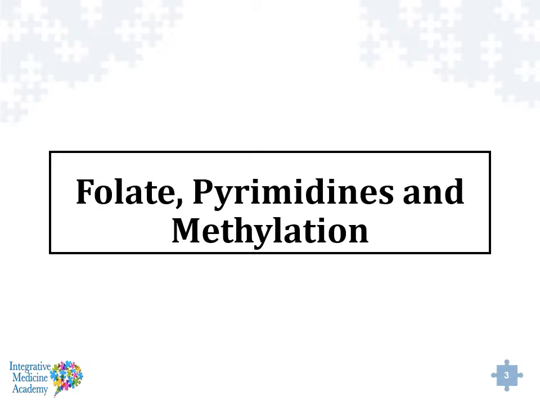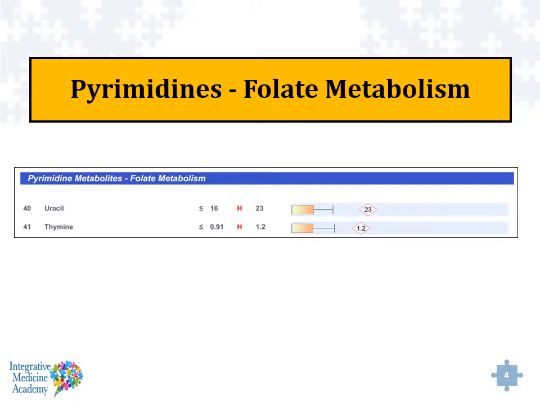So let's talk a little bit about the folate, pyrimidines, and methylation. The pyrimidine metabolites are linked to folate metabolism. Now on the OAT test, there are two markers, uracil and thymine. When you see an elevation in the section, it's usually uracil that's elevated. Thymine is sometimes high. When they're both high, it's definitely significant. Remember, folate is linked to methylation, and imbalances in folate and methylation can affect the brain and nervous system. People can be depressed or anxious or have sleep problems, concentration and focusing issues as well.